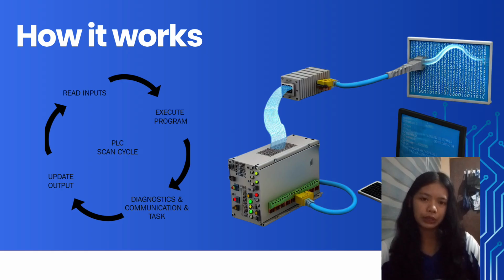So how does a PLC work? A PLC follows a continuous cycle called the scan cycle. First, it reads all the input signals. Then, it executes the user program line by line. After that, it updates the outputs based on the program result. And this cycle repeats in just milliseconds, making PLCs extremely fast.